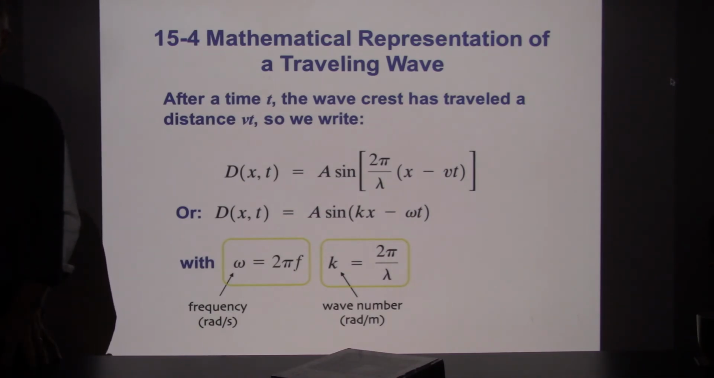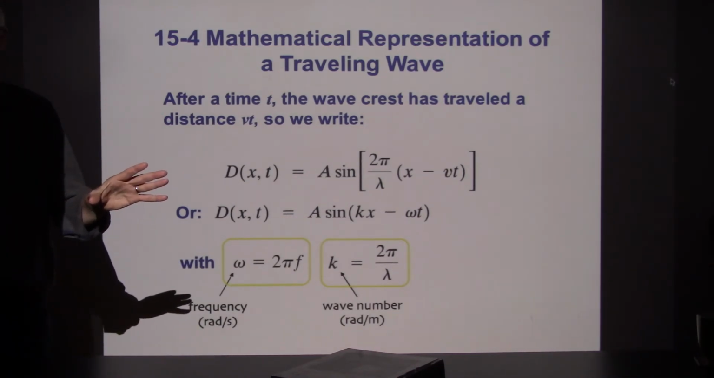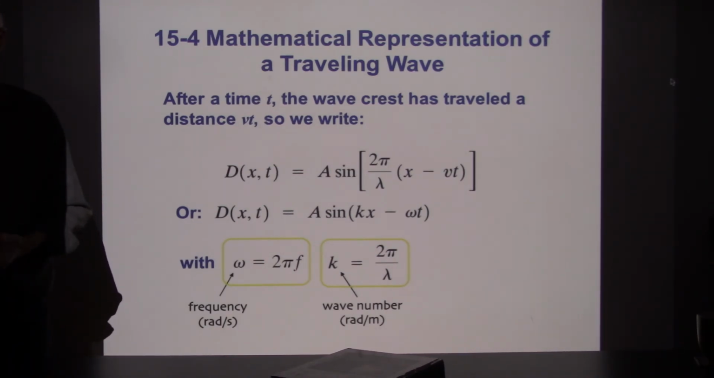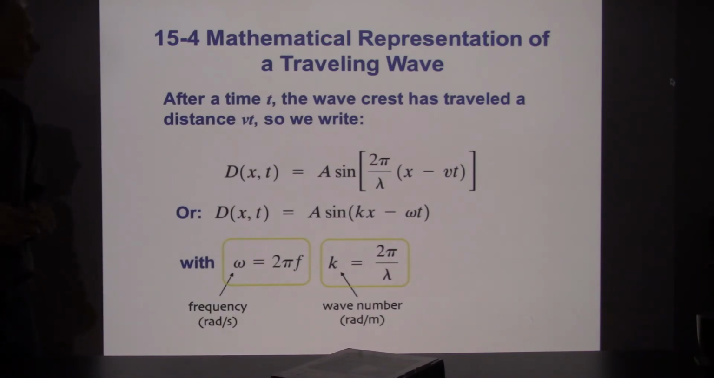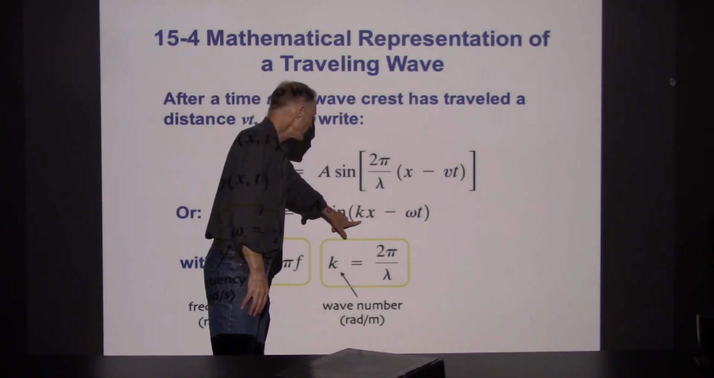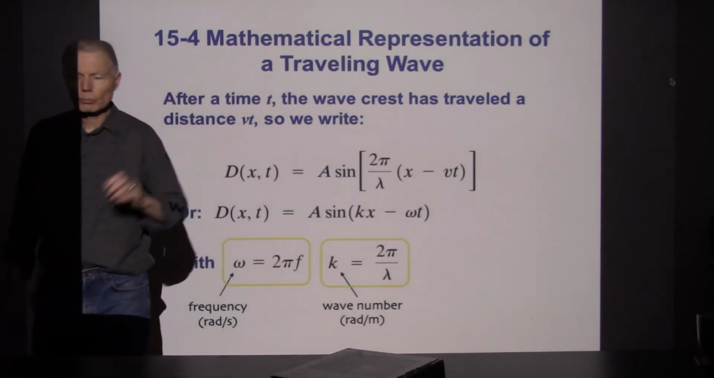Now we're going to find out that's not necessarily the case. You typically can have disturbances that are a combination of different frequencies and different wavelengths, but the formula we're working with right now says there is one particular wave number, there is one particular frequency that we're considering.